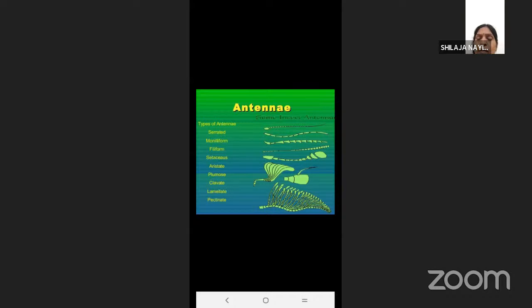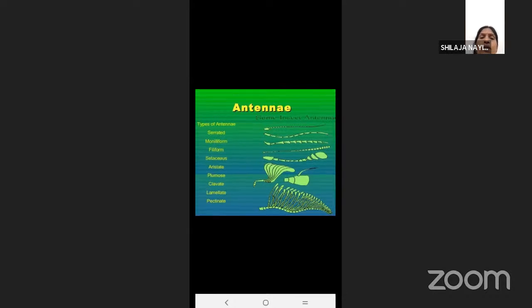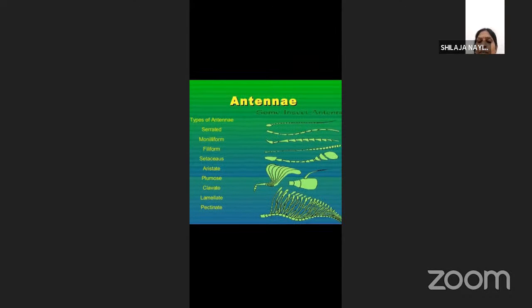So the types of antenna, when we see, there are many types. One is filiform. Here the filiform one is the fourth one. The fourth one is called filiform, where the segments are more or less uniform. From base to apex, the antenna never ends with a bristle. So they don't have bristles. And this particular antenna is called filiform.